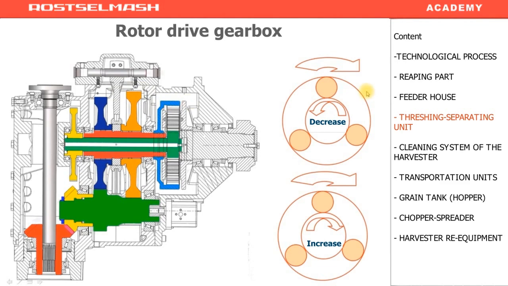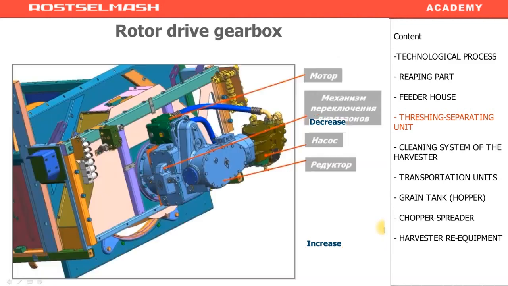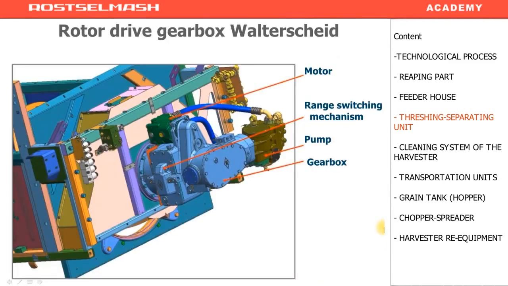By changing the rotation speed and the direction of the sun gear, we can increase the rotation speed to 1000 RPM, or decrease it to approximately 600 RPM. Rotor drive reduction gear, waterside.